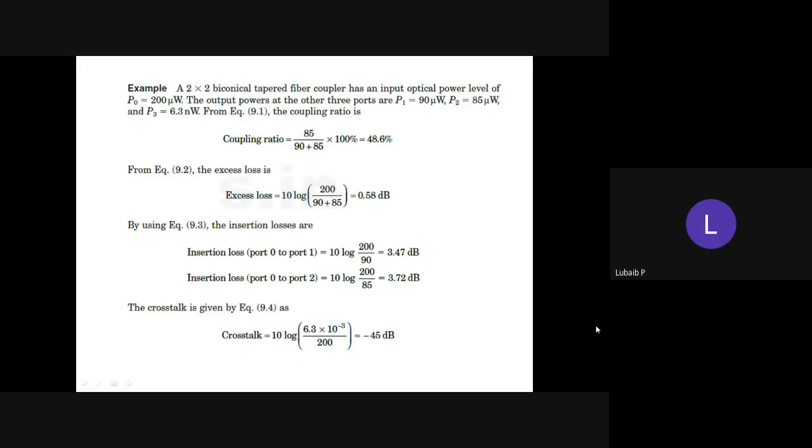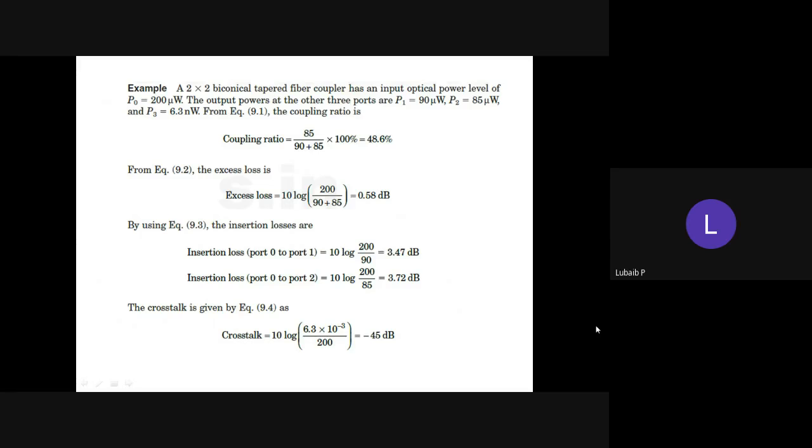A 2 by 2 biconical tapered fiber coupler has an input optical power level of P0 equal to 200 microwatt, and the output power at the other three ports, that is P1 equal to 90 microwatt, P2 equal to 85 microwatt, and P3 equals 6.3 nanowatt. We have to determine the coupling ratio, excess loss, insertion loss, crosstalk, etc.